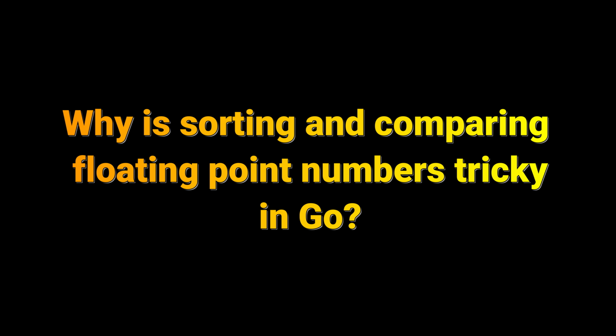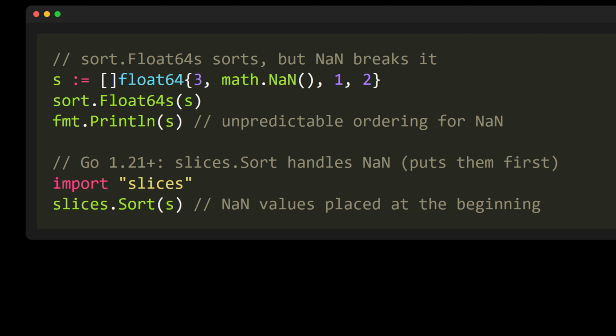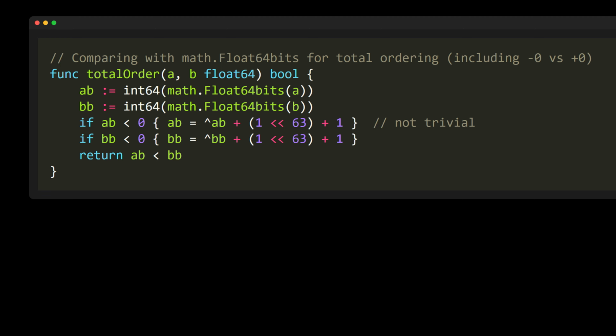Question: why are sorting and comparing floating point numbers tricky in Go? Sorting and comparing floating point numbers in Go can be tricky because of special values like NaN and the difference between +0 and -0. If a slice contains NaN, sort.Float64s may produce an unpredictable order. In newer Go versions, slices.Sort handles this better by placing NaN values at the beginning. For strict and correct comparison of all float values, including NaN and -0, you may need a custom comparison that works on the raw bit representation of float64 values.